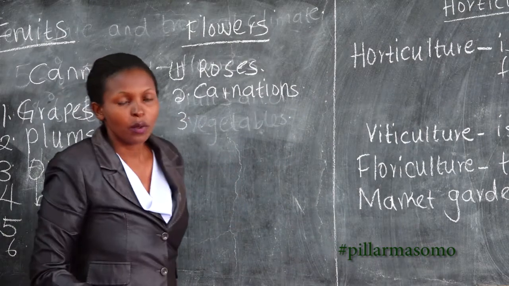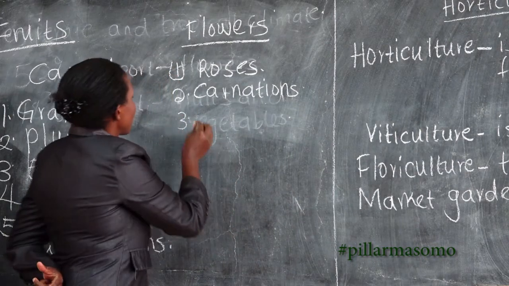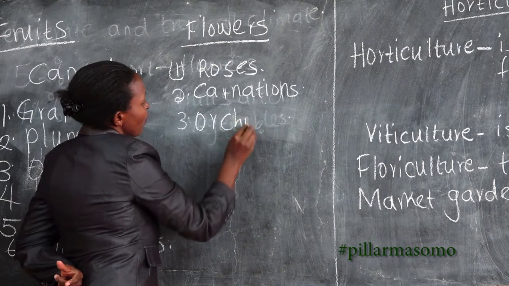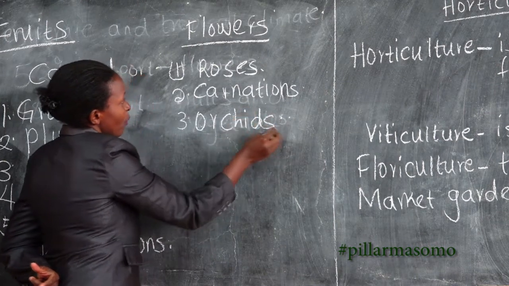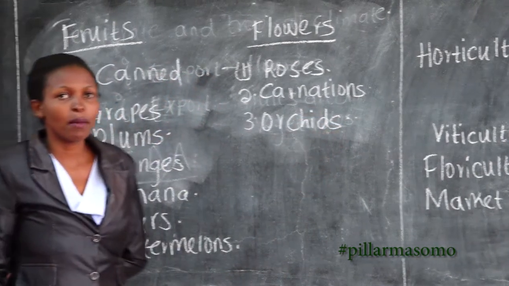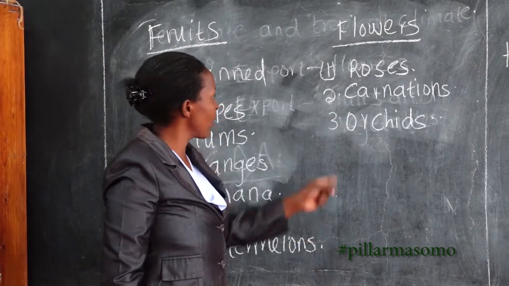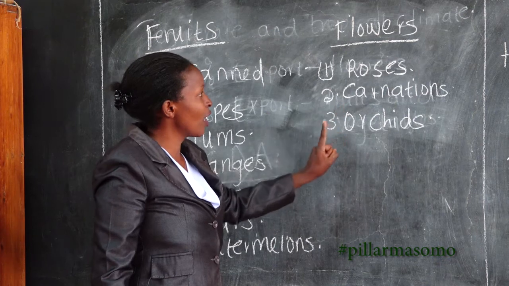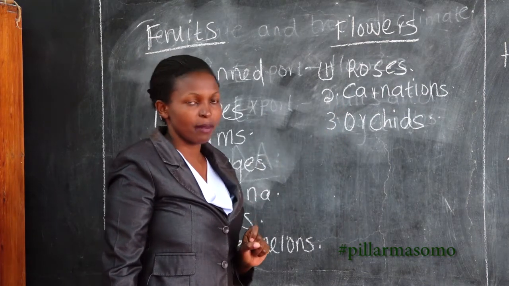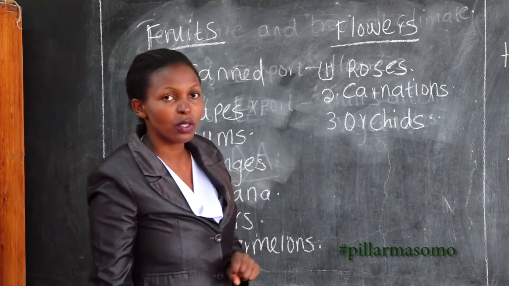And lastly, we have orchids. So these ones are the main flowers that are grown here in Kenya. We have the roses, carnation, and also orchids. I repeat once again what we have learned.